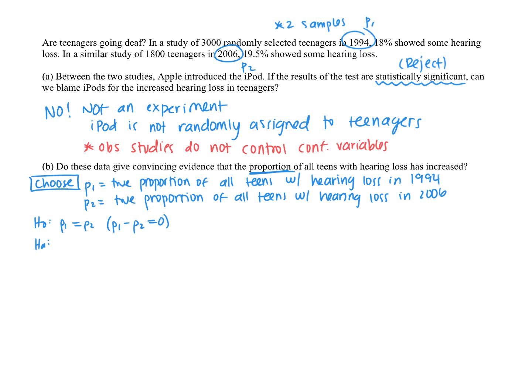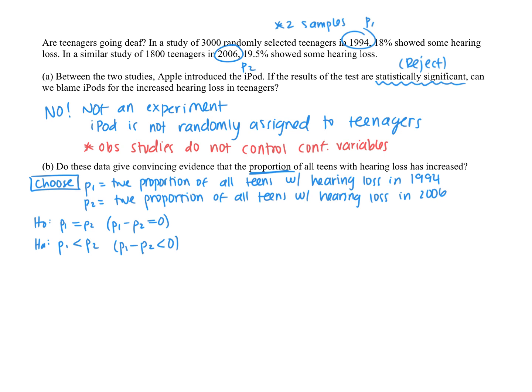And then we're testing, is there evidence that the proportion of teens with hearing loss has increased, meaning the proportion is higher in 2006. So our alternative is we're looking for evidence that P1 is less than P2. Right? So 2006, the proportion is higher than in 1994. You also could see that written as P1 subtract P2 is less than 0, either one.